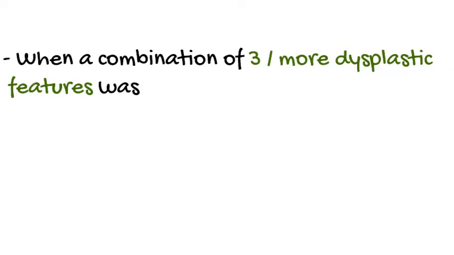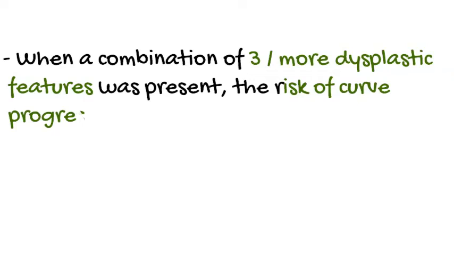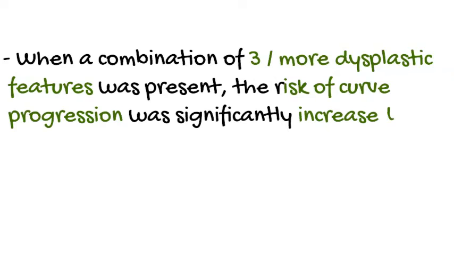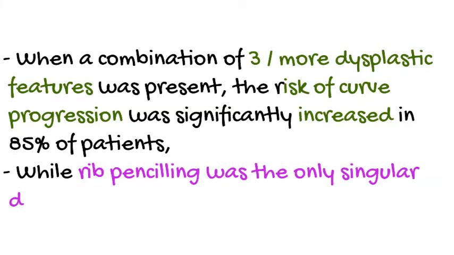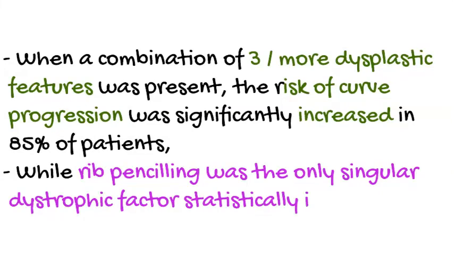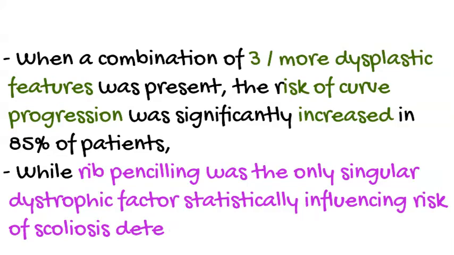When a combination of 3 or more dystrophic features was present, the risk of curve progression was significantly increased in 85% of patients, while rib penciling was the only singular dystrophic factor statistically influencing the risk of scoliosis deterioration.